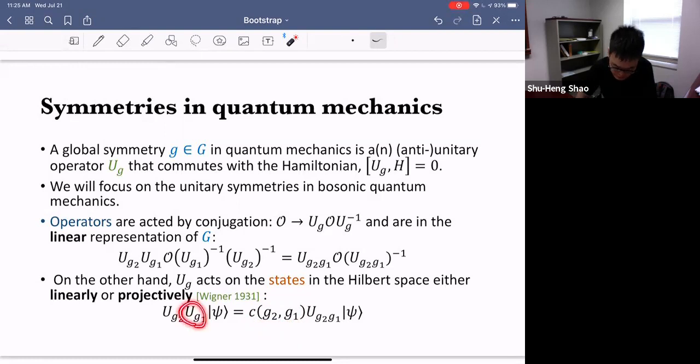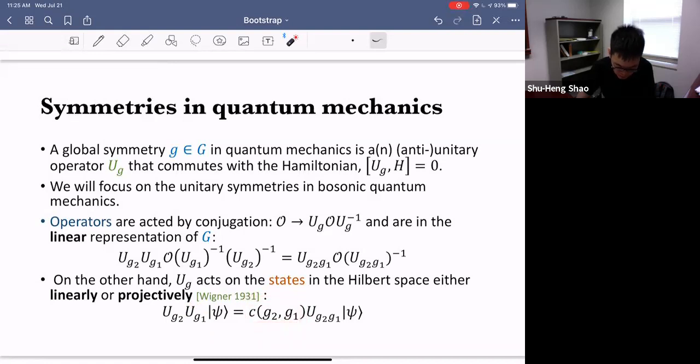By this rescaling, sometimes we are able to get rid of this phase completely. In that case, the states are in a linear representation. But there are some other times this phase cannot be removed by such a redefinition of UG. And in that case, this is a true projective representation.